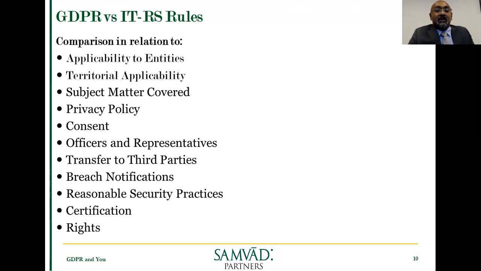Maybe the controller is a financial institution in the UK, and they're going to pass on some of their data to a back-end business services company in India. They will have to at least cover some aspect of that in their privacy policy, and they'll have to be very specific about it. They can't just be as general as was earlier allowed.